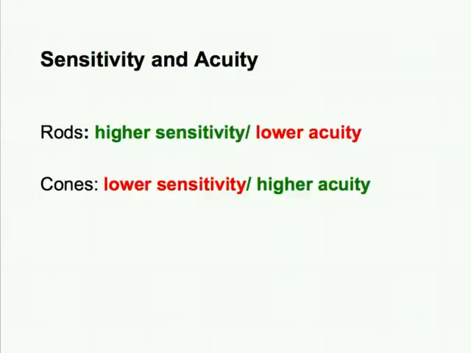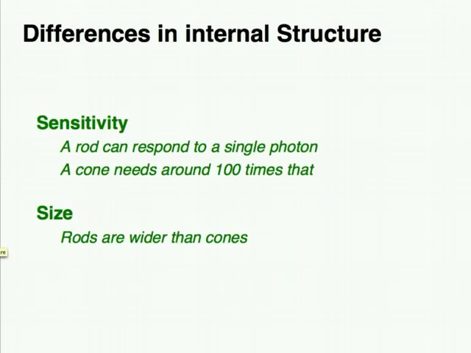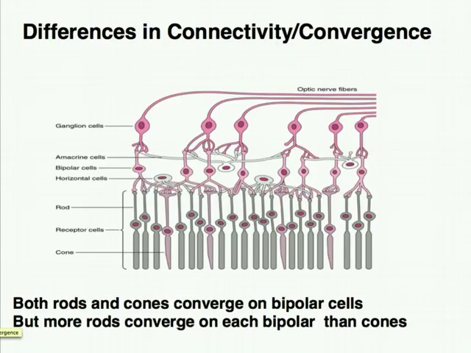So the rods and cones are different in their sensitivity and acuity. Rods have higher sensitivity, as we said, and lower acuity, and cones are the inverse of that. So what is that due to? Rods have greater sensitivity, first of all, because their chemical composition is such that they respond to less light, so they can respond to a single photon, whereas cones typically need around 100 times that light to produce a response. Also, in terms of size, rods are larger than cones, and so they gather light from a larger region.